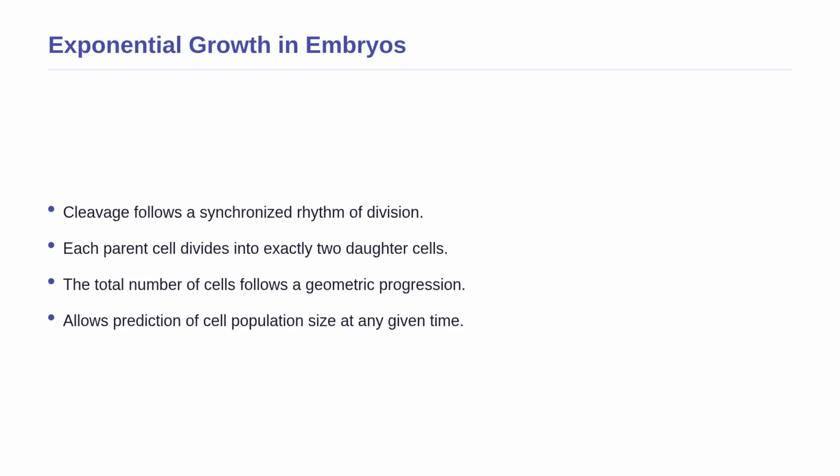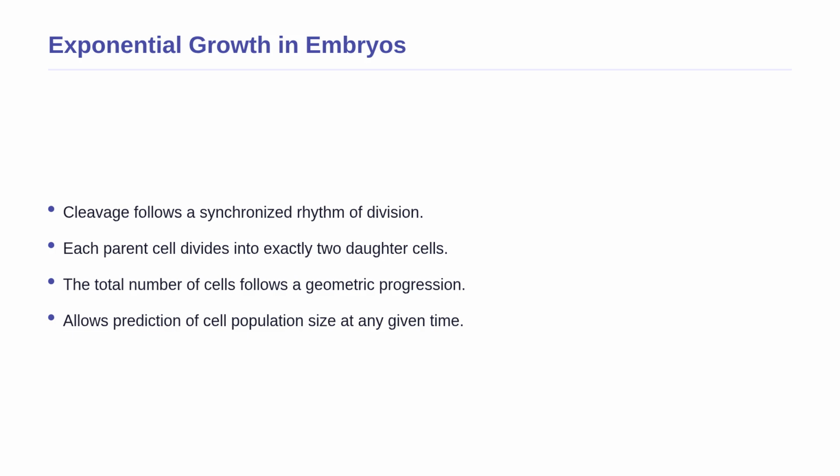Having visualized the physical cuts, we can now explore how quickly these cells multiply. During this early stage of life, the cells are locked in a highly synchronized rhythm of division. Because every single cell splits into exactly 2 daughter cells during each cycle, the total population does not just add up, it multiplies. This creates a predictable geometric progression, or exponential growth.